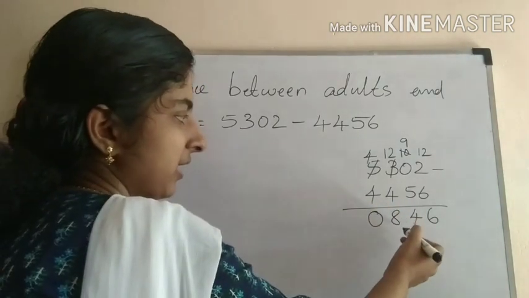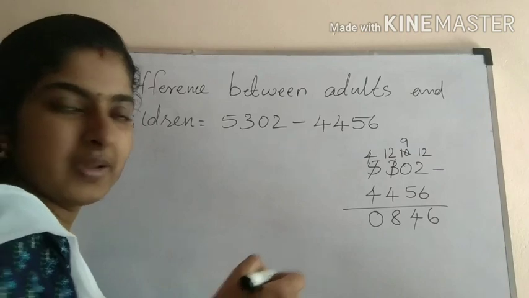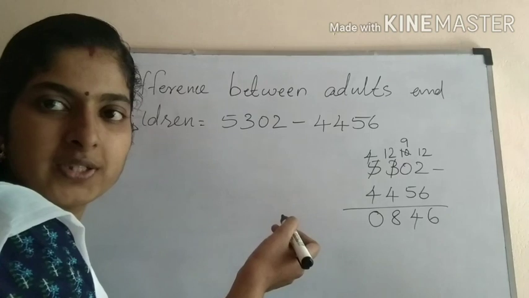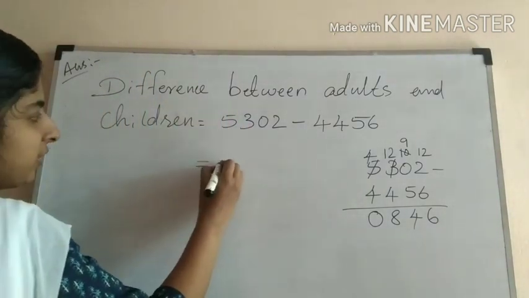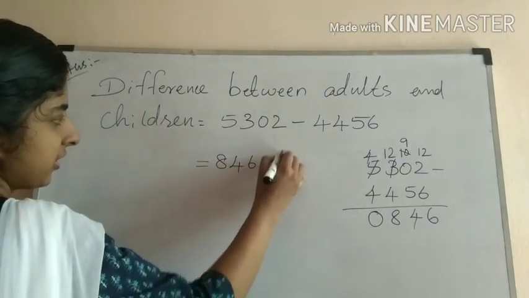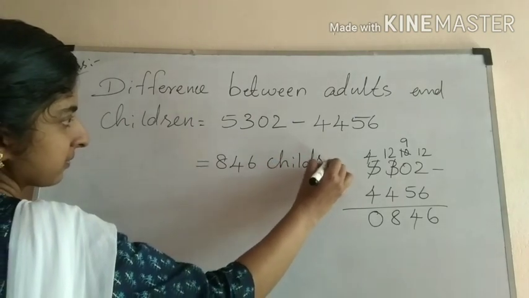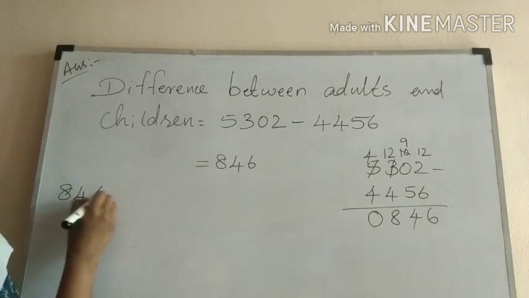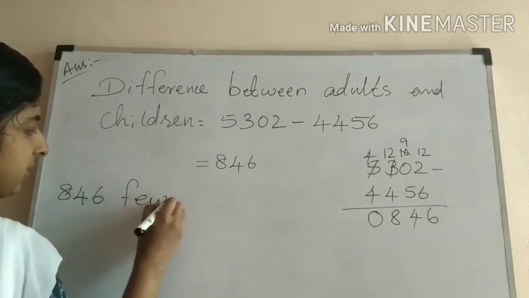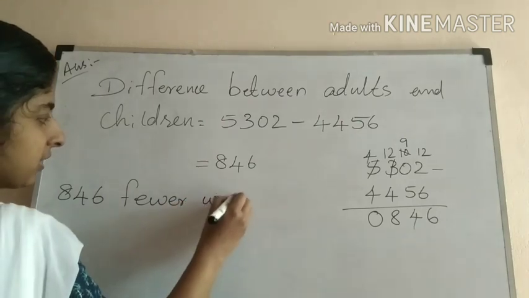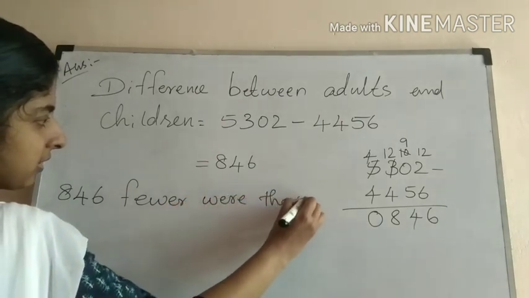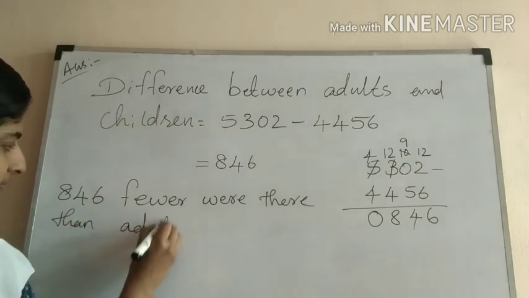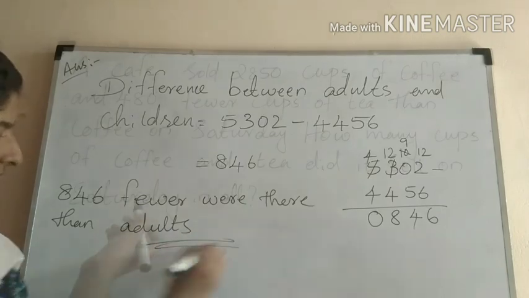Here, what is the answer? 846. When a 0 is before a number, that 0 has no value, isn't it? So, 846 children. So, 846 fewer children were there than adults. That is the answer. The last question.